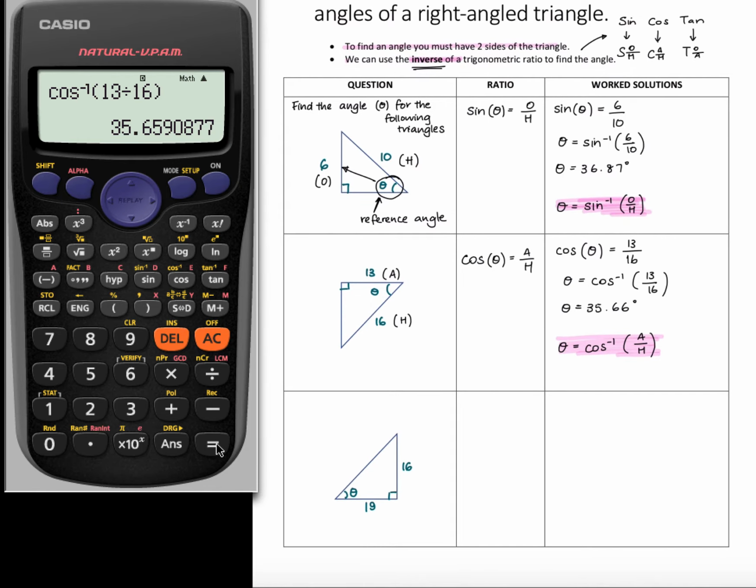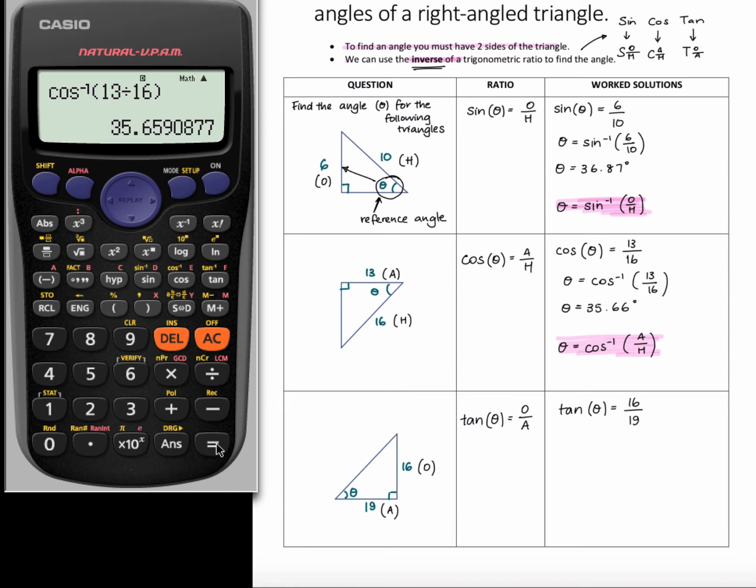And then my last example is going to be a right angle triangle. Looking at the information here, the only length I don't have is my hypotenuse. I do have an opposite given to me, and I do have an adjacent given to me. So writing out my general trigonometric ratio, tan of theta is equal to opposite over adjacent. So tan of theta is equal to my opposite, which happens to be 16, over my adjacent, which is 19.